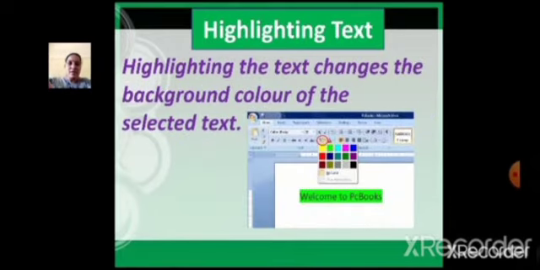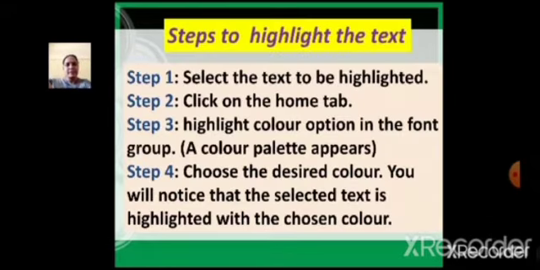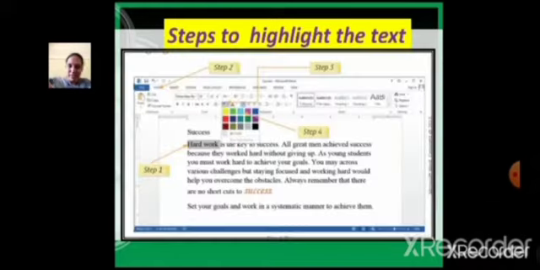Highlighting text gives the background color to the text. For the text which you have typed, we can give background color. That is called highlighting. We learnt about the steps used to highlight the text. We have to select the text, click on the Home tab, and click the highlight color option. A color palette appears, and you have to choose which color you need as a background to your text.